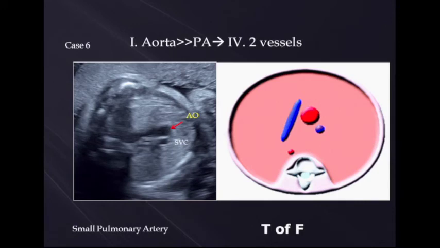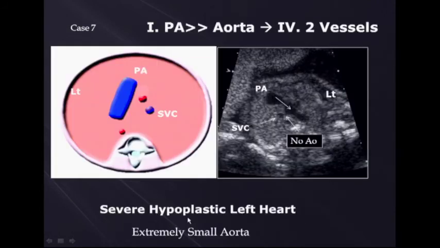Finally, if in fact the aorta is much greater than the pulmonary artery, such as in this case of severe Tetralogy of Fallot, in which it was almost a truncus, but there was a little bit of a pulmonary artery at top. The pulmonary artery is very, very small. You see the aorta and the SVC in this case.